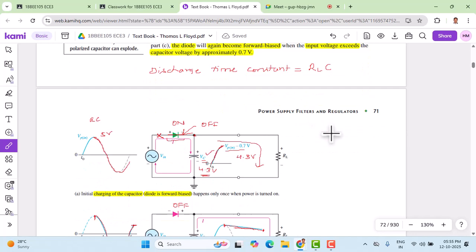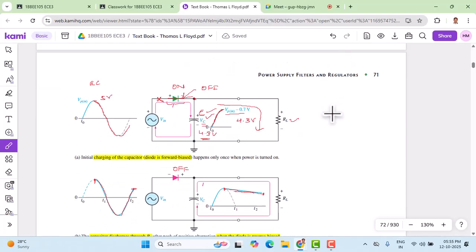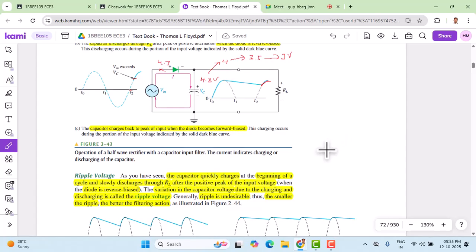So in the circuit, you can see here this RL is here and the capacitor is here. This is a capacitor. The product of these two will decide how much time the capacitor is going to take to discharge. Okay, so this is a time constant. Discharging time constant is the product of RL into C. So that is the time constant, which is very important.